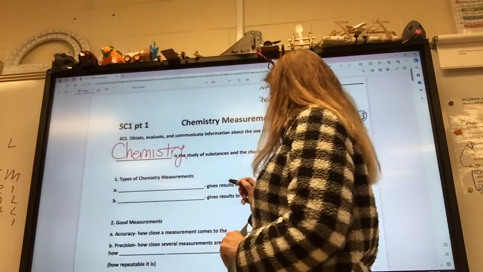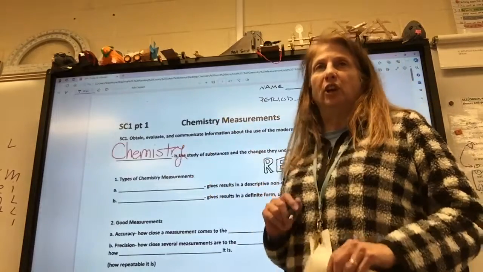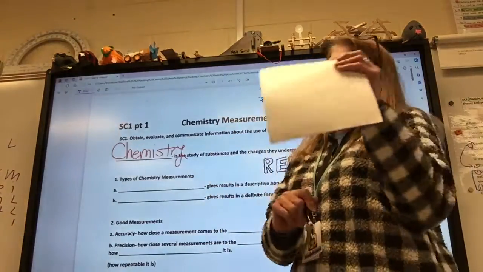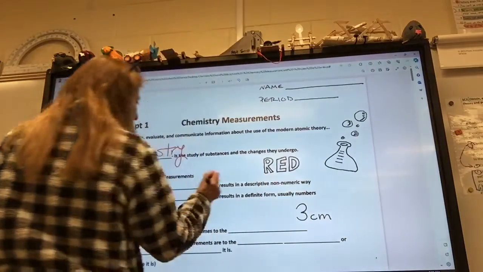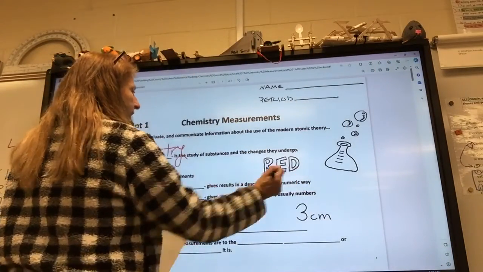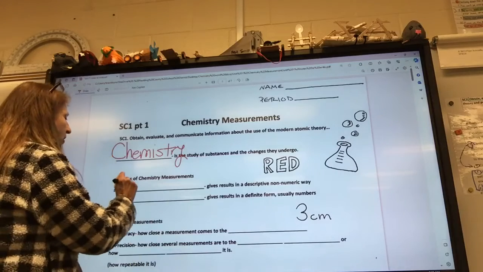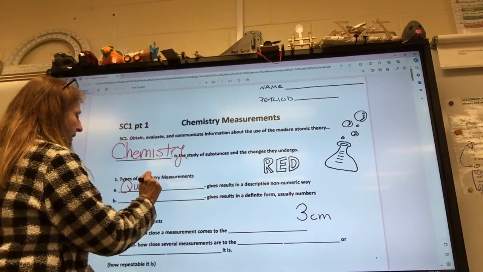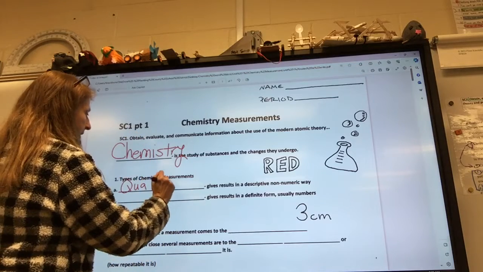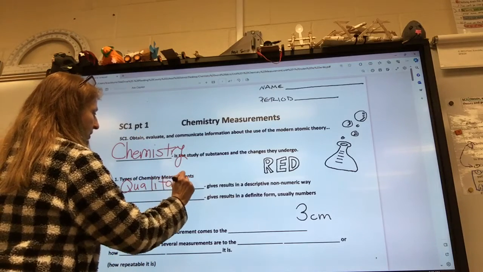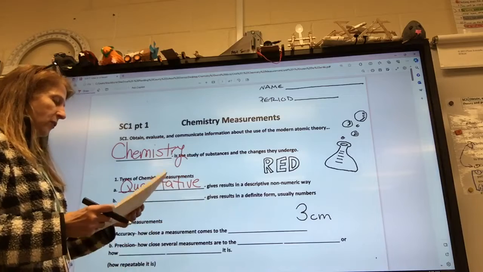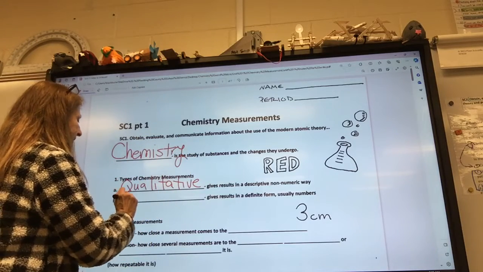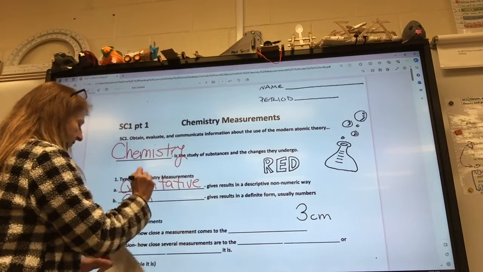And there's two kinds. They both start with a Q. What are they? Y'all learned this before in math class? Yes. Measurements that are descriptive and non-numeric are called qualitative. Now, does this sound familiar? If the results are in a definite form, usually numbers, they are called quantitative. Now, does it sound familiar?